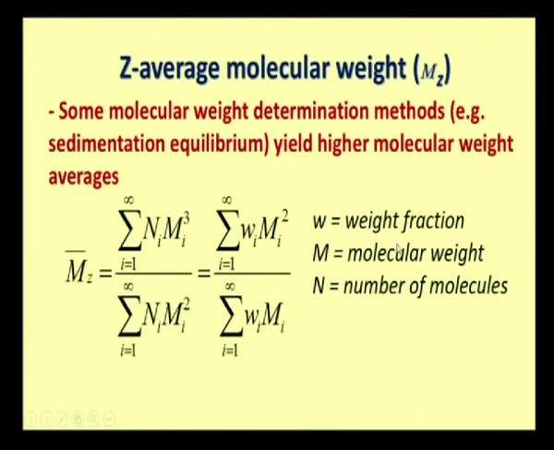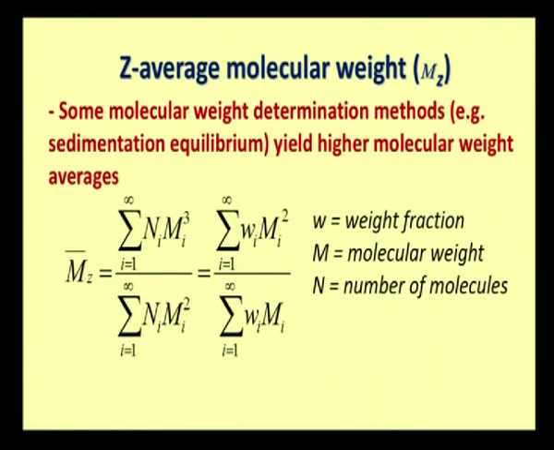There are two more molecular weights. One such molecular weight is called the Z average molecular weight or sedimentation average molecular weight. Some molecular weight determination methods include the sedimentation equilibrium. They yield a molecular weight which is called Z average molecular weight. The formula is simply extended from the number average to weight average to this Z average by including one more Mi factor here. So, this formula becomes sigma Ni Mi cube divided by sigma Ni Mi square.